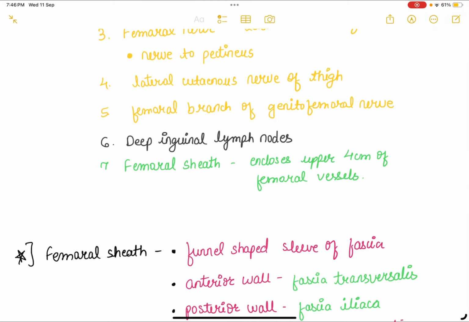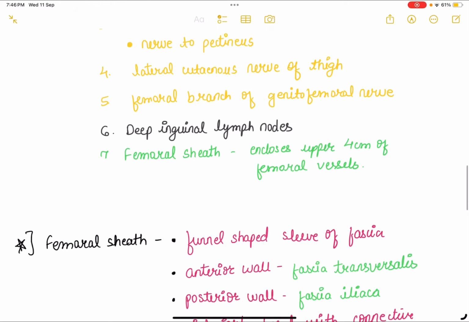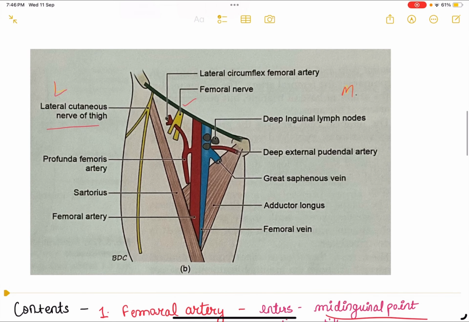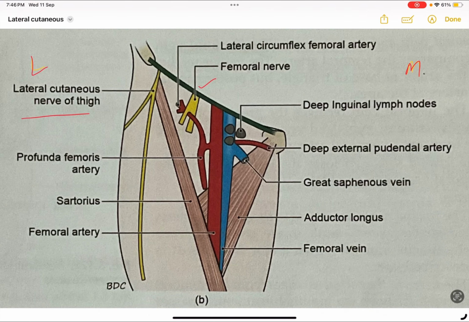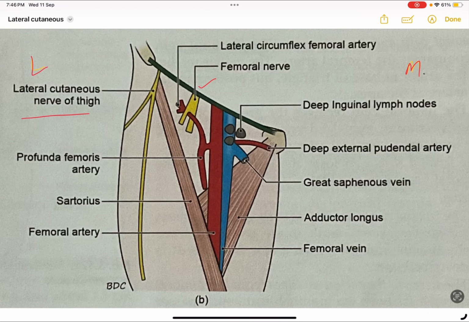Now the femoral sheath is nothing but a funnel shaped sleeve of fascia. The femoral sheath basically encloses the upper 4 cm of the femoral vessels. So it is kind of lying here.